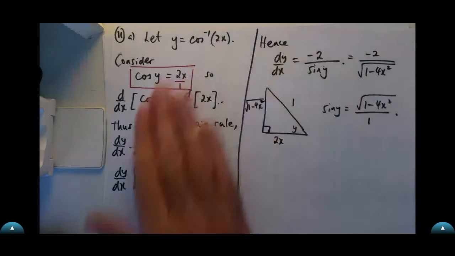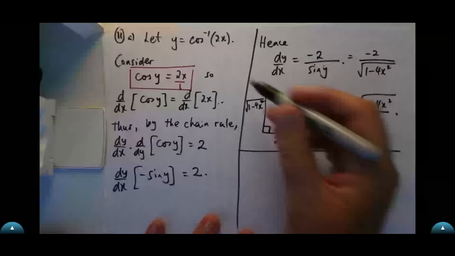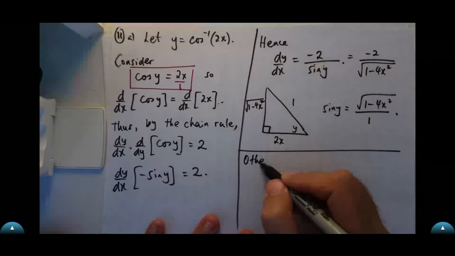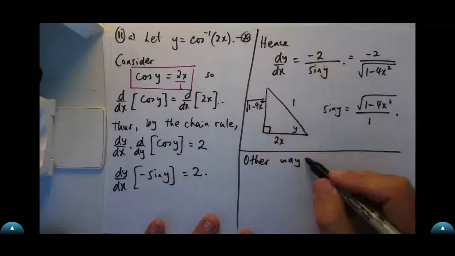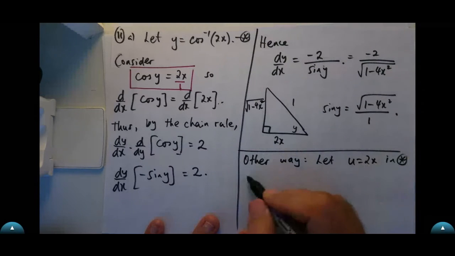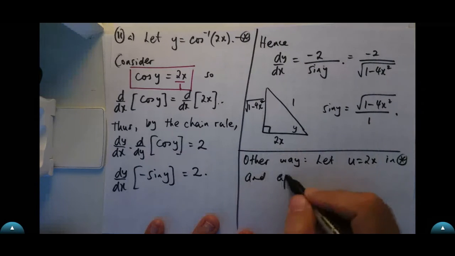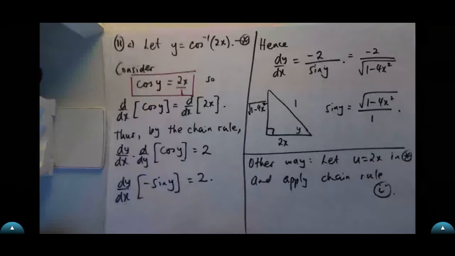So it's quite a long way to do it. The other way to do it is using the chain rule: let u equal 2x in star and apply the chain rule. That's probably faster.